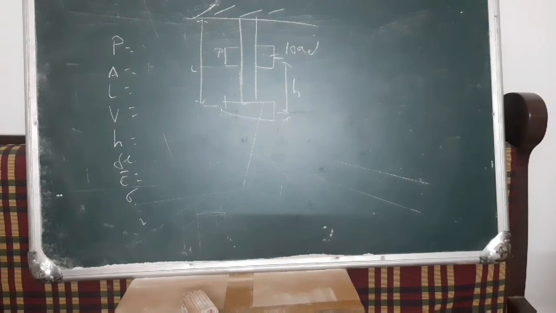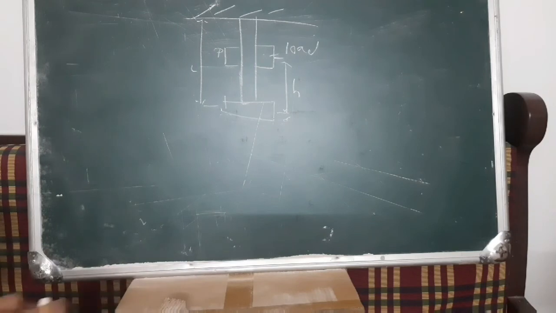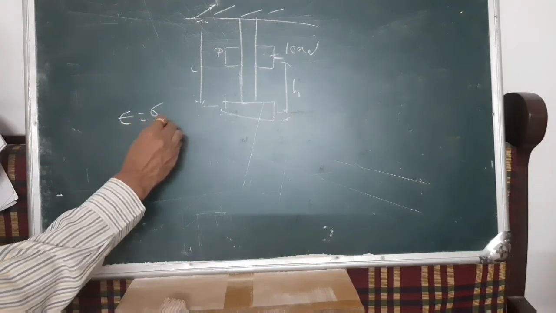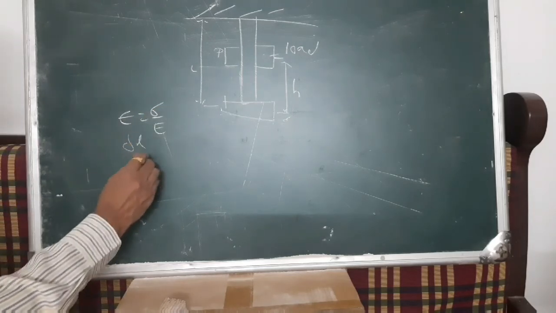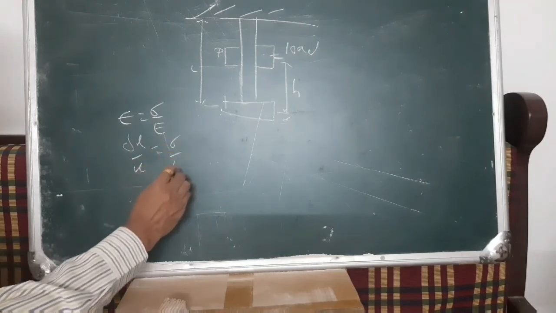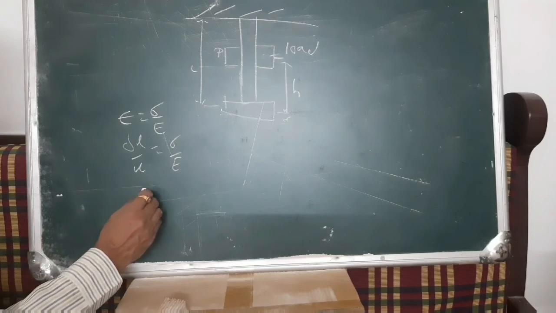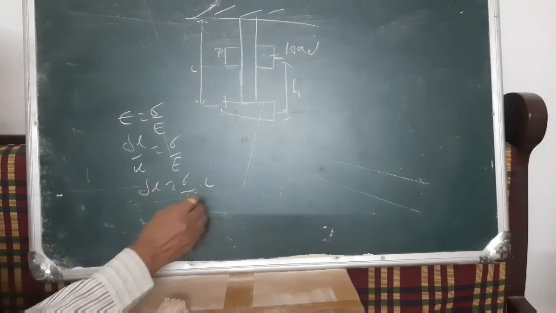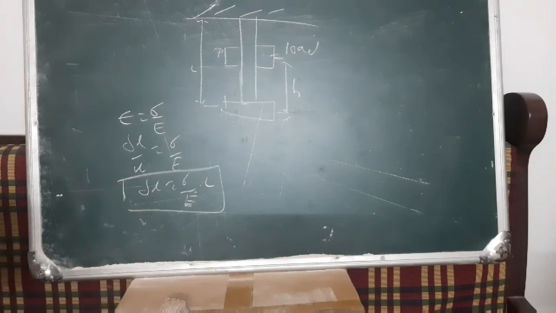So when we go for solving this, we have to see the effect of the strain in the bar. What is strain in the bar? The strain in the bar is given by epsilon equal to sigma by E, or delta L by L is equal to sigma by E, or delta L is equal to sigma by E into L. Now these are the formulas which we can apply according to your requirement.